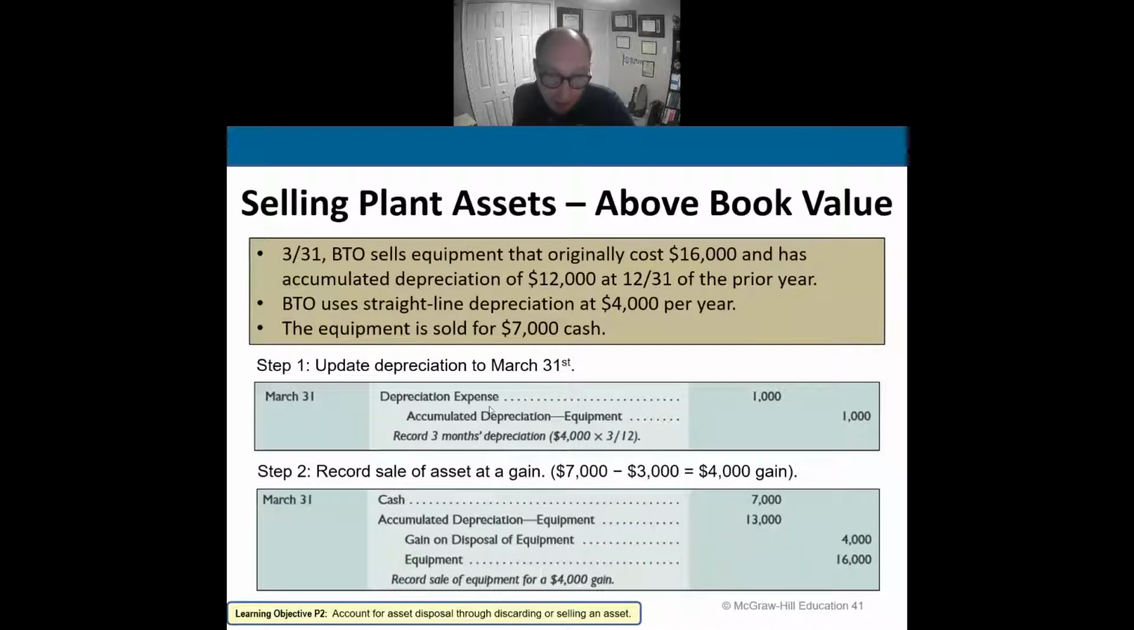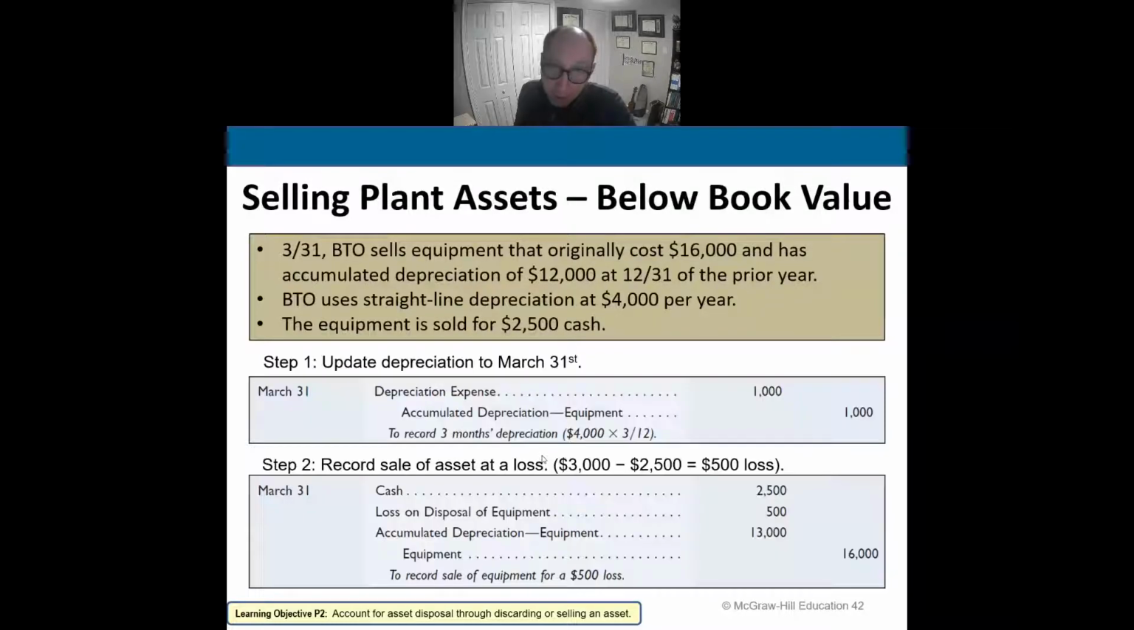If we sell it above book value, that's nice. Debit depreciation expense, credit accumulated depreciation. Debit the cash that we receive, debit accumulated depreciation for the equipment. We credit gain on sale of the disposal of the asset. We credit the equipment value. And that would be the journal entry for that.